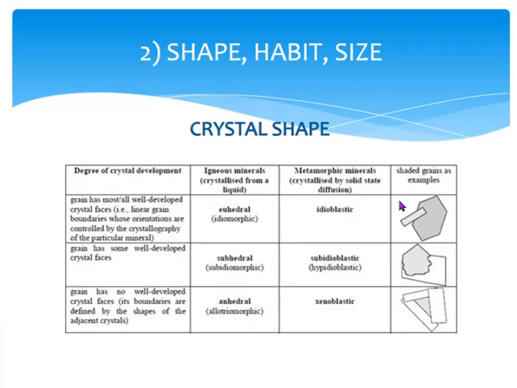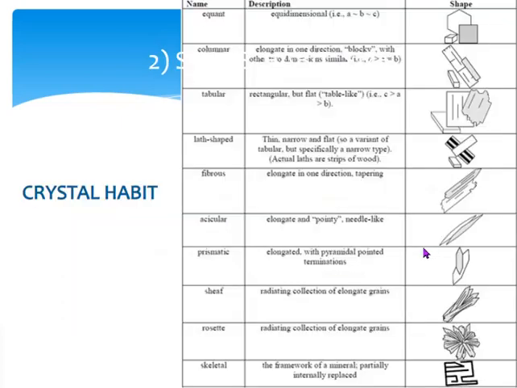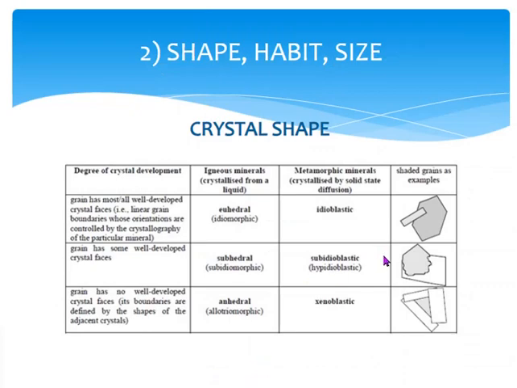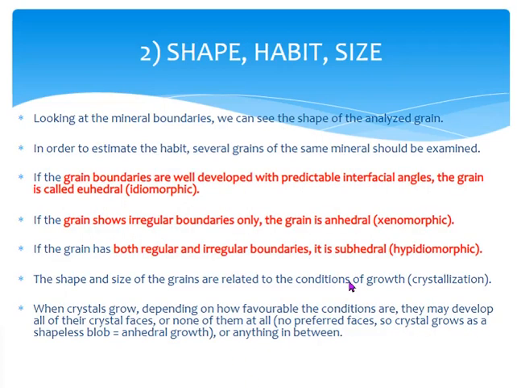So this is an example of crystal shape. Here is the degree of crystal development, the name of the shape, and the name in metamorphic minerals. This is the euhedral shape, where the outline is well developed and isometrically developed. Here is a subhedral, where the shape of the mineral is non-uniform, and anhedral, this is also non-uniform, with irregular boundaries, not regular.